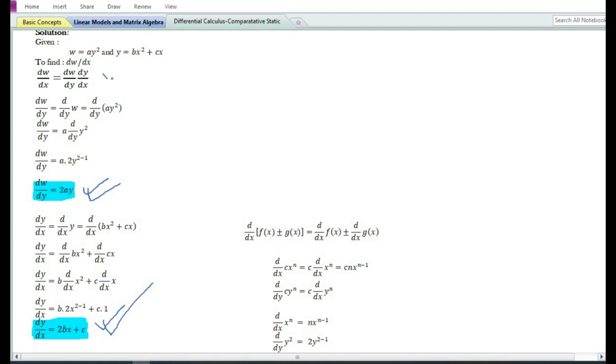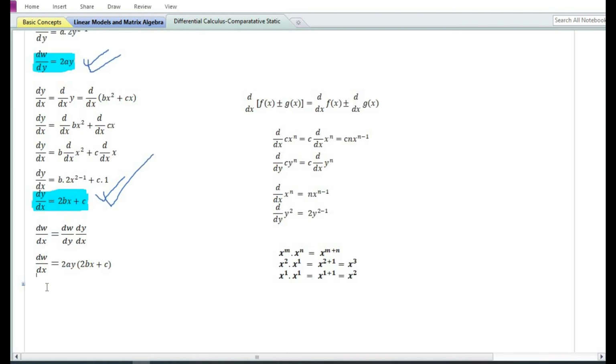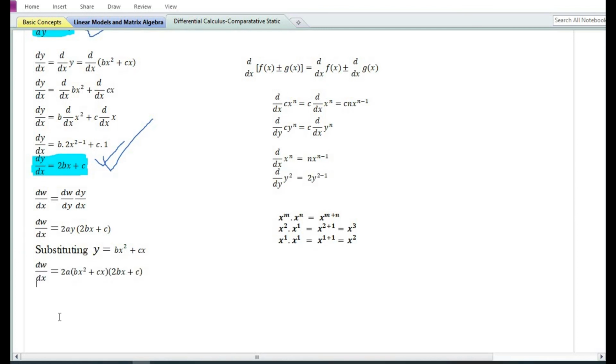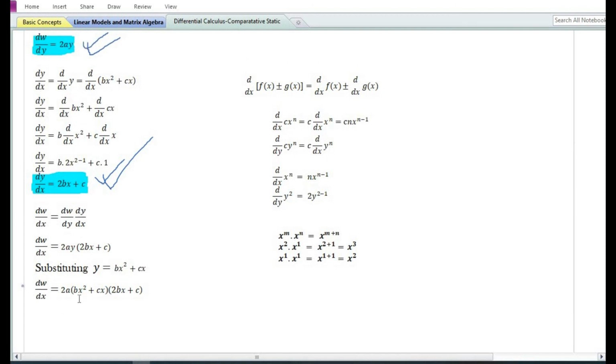in the chain rule formula, we have the derivative of w with respect to x is equal to 2ay within bracket 2bx plus c. Now let us substitute y is equal to bx square plus cx in the above expression. By doing so, we have the derivative of w with respect to x is equal to 2a within bracket bx square plus cx within bracket 2bx plus c. So this is our final answer.